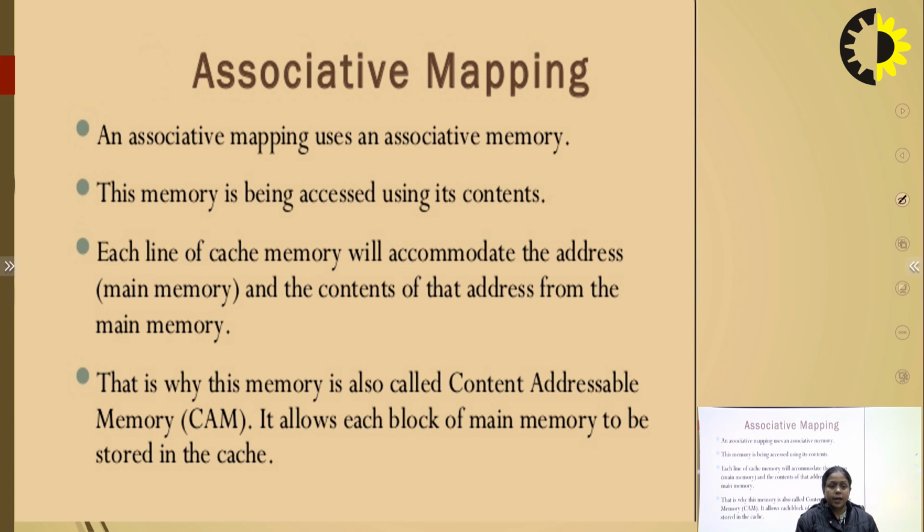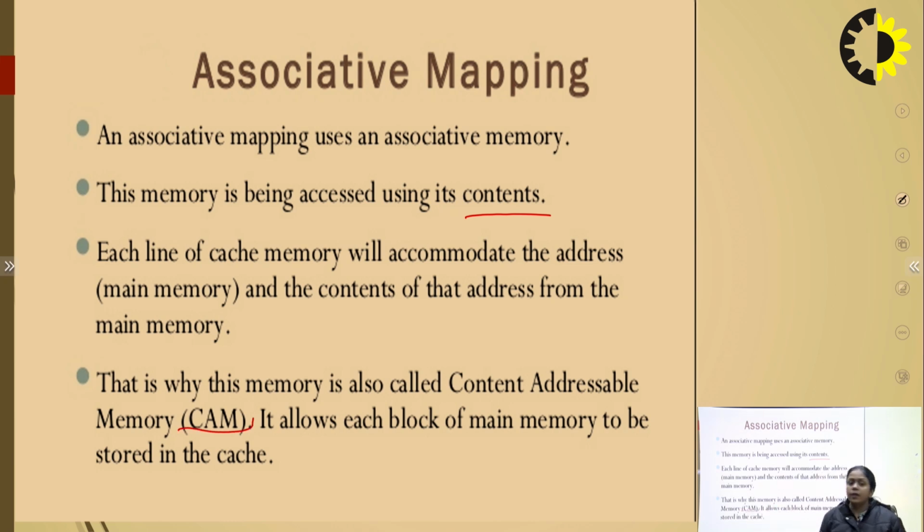But in this case we don't have addresses like a RAM. In this case we match the word by the matching logic. Fine. This is memory being accessed using its content. So it is also known as this memory is accessed by the content only, not by the address. Each line of the cache memory will accumulate the address of main memory and the content of the address from the main memory. That's why this memory is known as a content addressable memory.